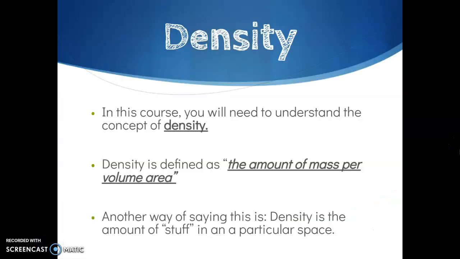All right, so in this course, we're going to need to understand the concept of density. And so by definition, density is the amount of mass per volume area. So the amount of mass per volume area. And another way of saying this is density is the amount of stuff in a particular space. So how much stuff fits into a defined volume.